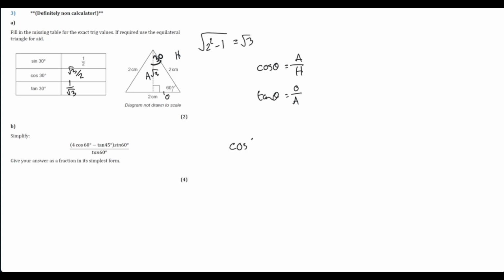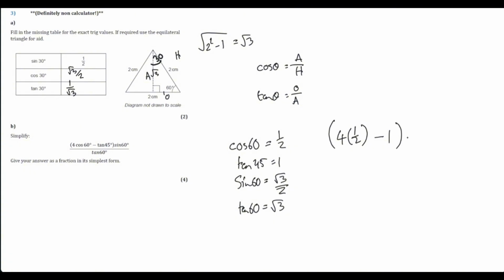I'm just going to write up the exact trig values first before I put them in. So cos 60 is a half, tan 45 is equal to 1, sin 60 is equal to root 3 over 2, tan 60 is equal to root 3. Okay, just going to fill these in. So 4 times cos 60, so it's 4 times a half minus tan 45, which is 1. And all that is multiplied by root 3 over 2, or divided by tan 60, which is root 3.